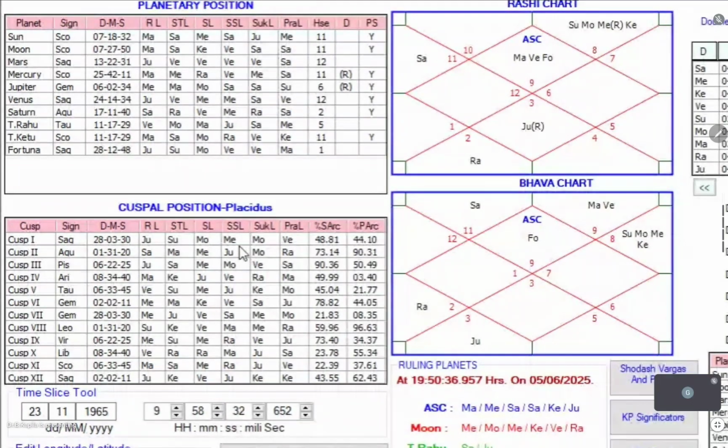So the first rule explained: the chart is male, a male sign is rising, therefore the arc we fix has to be less than 50%. Based upon that rule, I have fixed the arc as 48.81%.